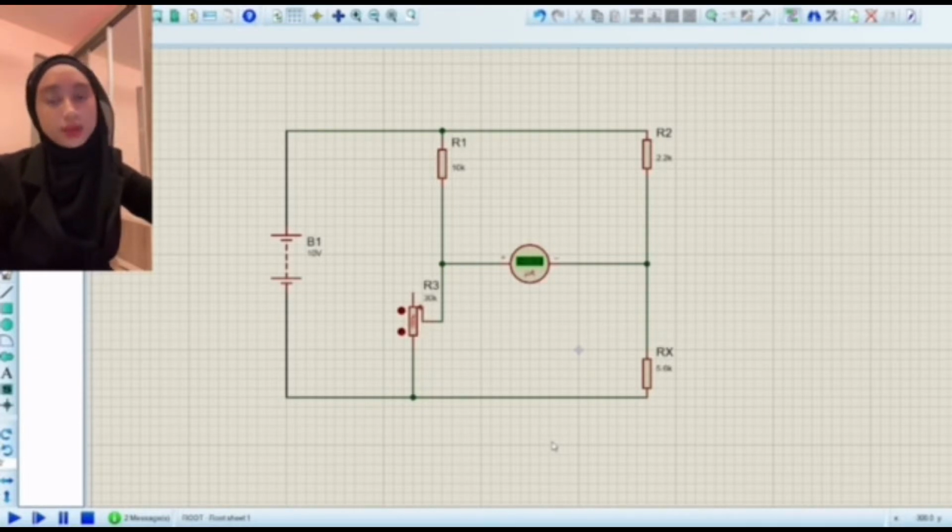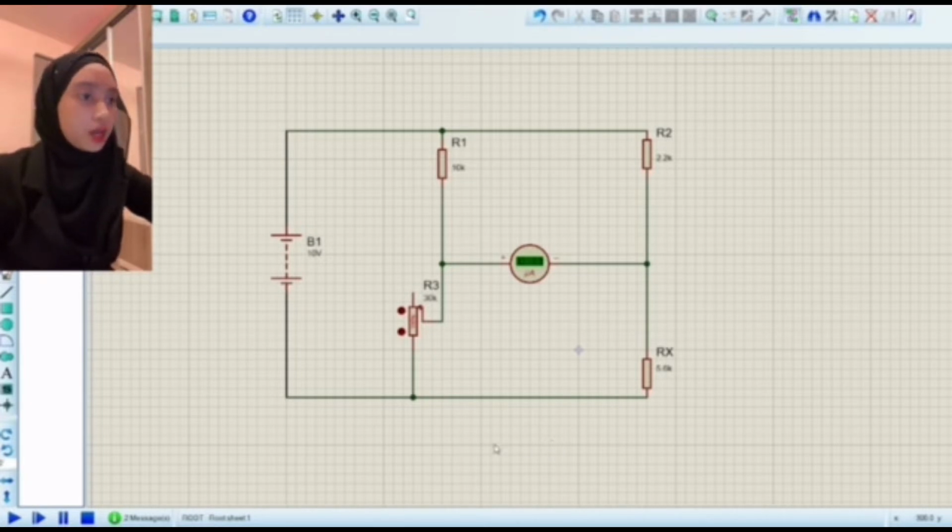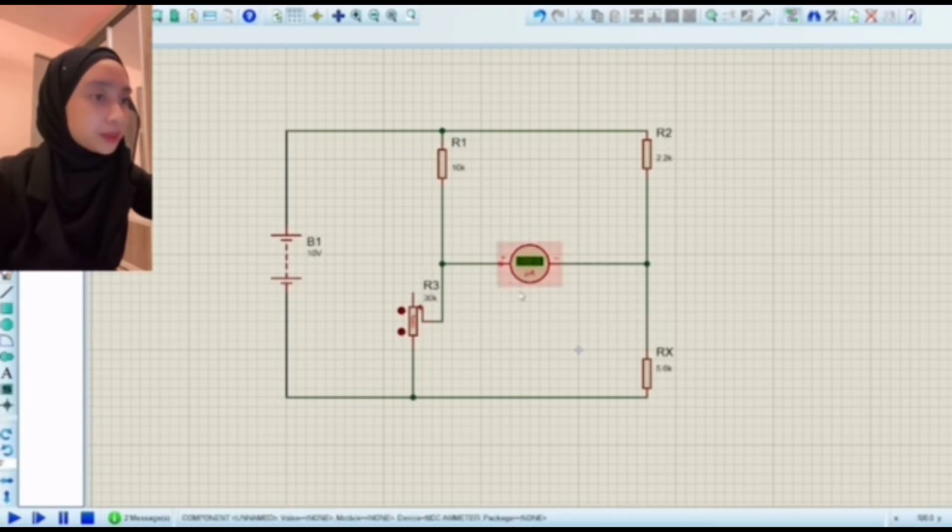And now I will explain activity 1, number 1. For this activity, all the parameters of the Wheatstone bridge have been given and we need to copy them to get the ammeter reading. The value of R1 is 10 kilo ohm, R2 is 2.2 kilo ohm, R3 is 30 kilo ohm, the battery is 10 volt, and Rx is 5.6k. And this is the ammeter. And then we run the simulation.